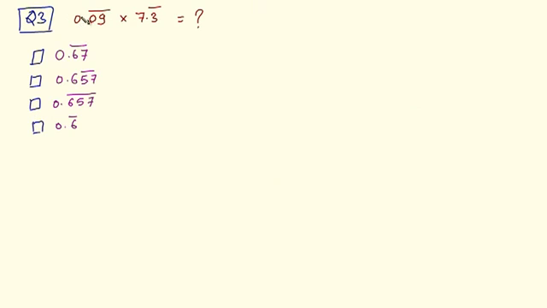What's the value of 0.09 multiplied by 7.3? Well, you cannot directly perform operations between recurring decimal fractions, and it becomes very difficult. So what you can do is to convert these recurring decimal fractions into simple fractions and then perform operations amongst those simple fractions. So we have 0.09, in which 09 is recurring, multiplied by 7.3, in which 3 is recurring.